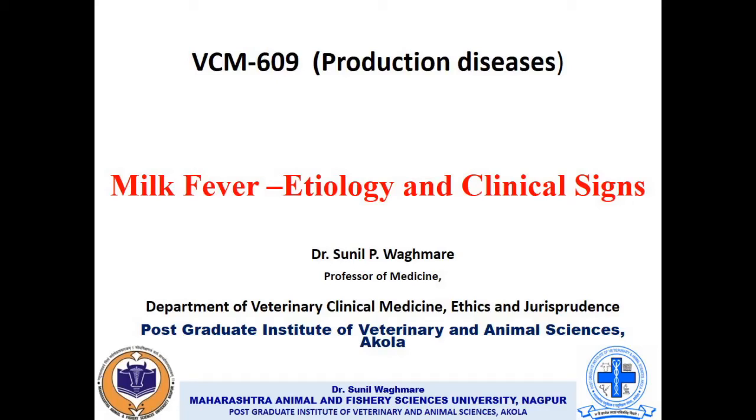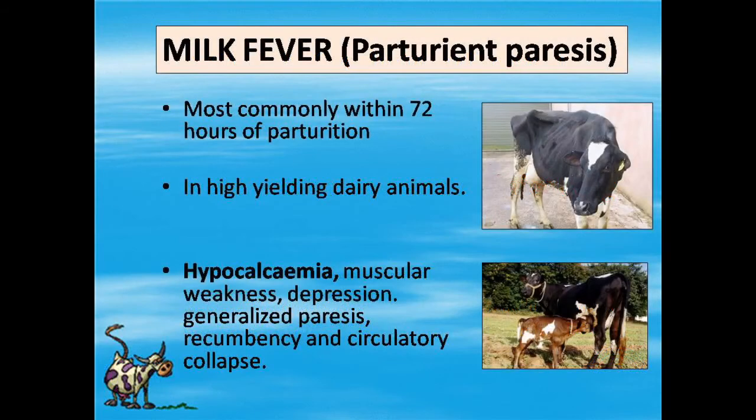So, students, today we will see milk fever, its etiology and clinical signs. As you know, milk fever is one of the most important metabolic diseases, also known as production disease. It most commonly occurs within 72 hours of parturition in dairy animals, or shortly after calving. It is due to deficiency of calcium in the diet, which is the main factor of milk fever.